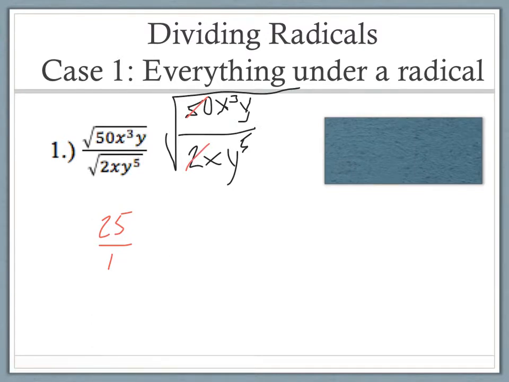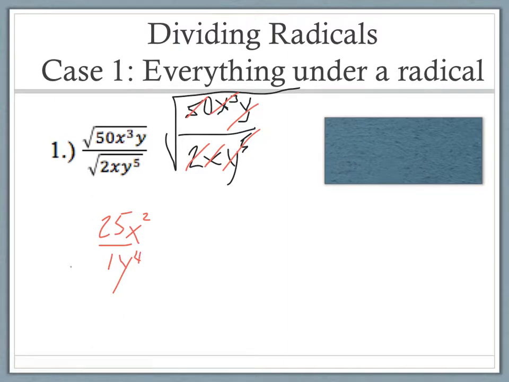Okay? Now if I look at my x's, I have 3 x's on top of the fraction, and I have 1 x on the bottom. So I can take away 1 on top and 1 on the bottom, so I would be left with 2 x's, or x squared, on top. Okay. And then I have 1 y on top and 5 on the bottom, so I can take away 1 from the top, from 1 on the bottom, and then I have y to the fourth.